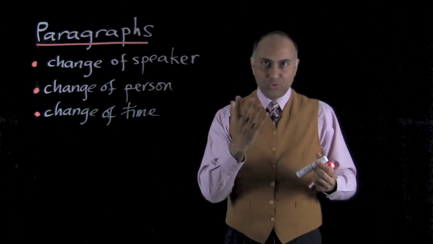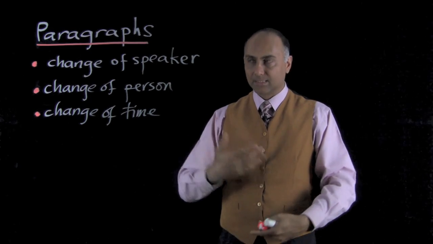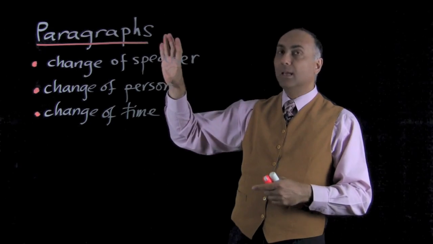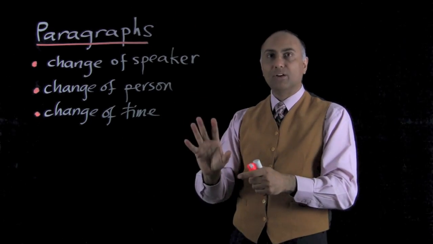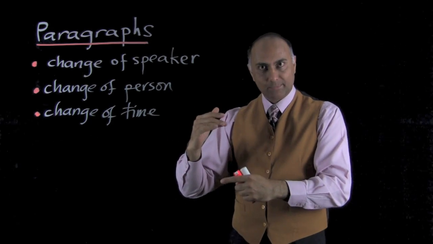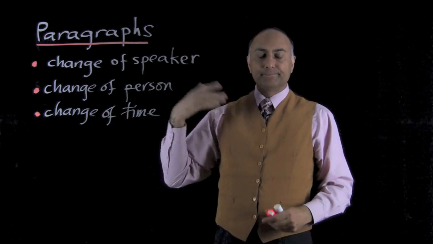Then you're going to write a few related sentences about what's happening today in this time. And then it's obvious to your reader that, oh, okay, that last paragraph was about what happened last week. All right, here's a new paragraph and it's about what's happening today. So everything in this paragraph is about what's happened today. So a change of time.